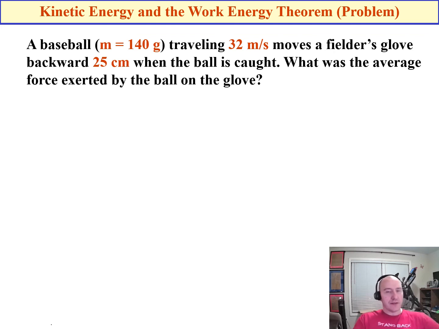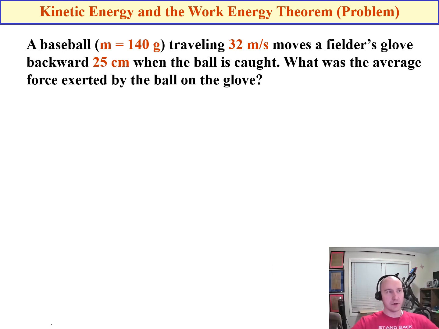All right, so there are actually multiple ways of doing this. You can find the acceleration multiplied by mass, and that will give you the force. So you could take your initial velocity, which is 32, and your final velocity, which is going to be 0 because it's being caught, and then the displacement. You can use final velocity squared equals initial velocity squared plus 2 times acceleration times displacement. Solve for your acceleration, multiply by mass, and that'll give you the force.